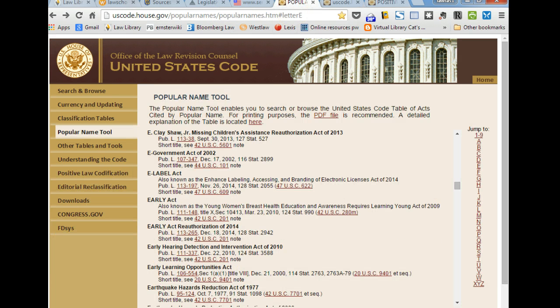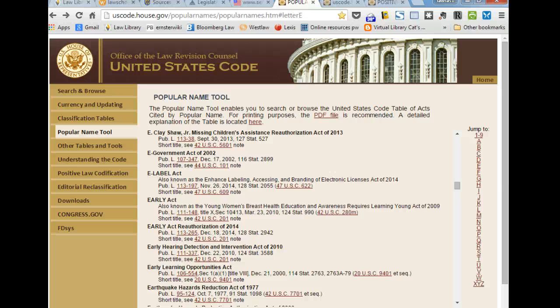They might mention ERISA, or they might mention the Voting Rights Act or Civil Rights Act, any of the many acts that get discussed in the press. So there is another table that will help you out. They'll probably actually use more than that translation table, and that's called a popular name table.